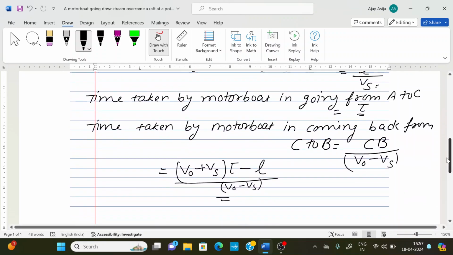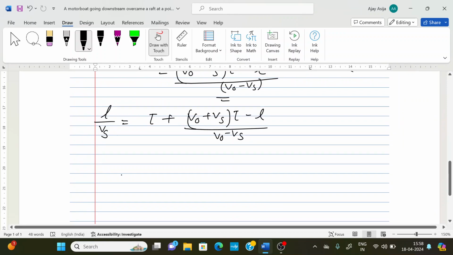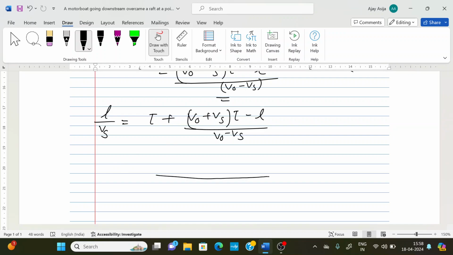So L by Vs should be equal to tau plus CB upon V naught minus Vs, that is, tau plus (V naught plus Vs) into tau minus L, upon V naught minus Vs. We will use this equation and solve it for Vs. We will take the LCM on the right side, V naught minus Vs. This will be equal to tau into (V naught minus Vs) plus (V naught plus Vs) into tau, minus L. And on the left side we have L into Vs.